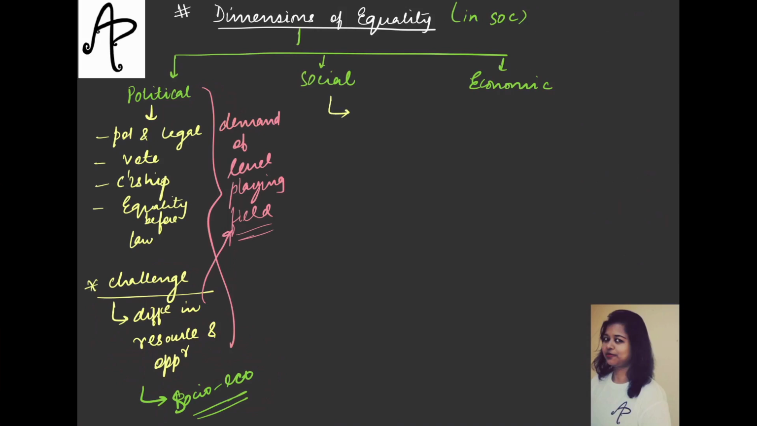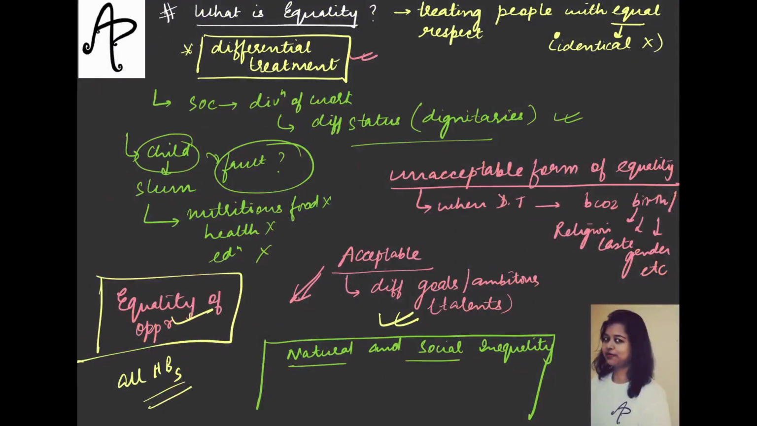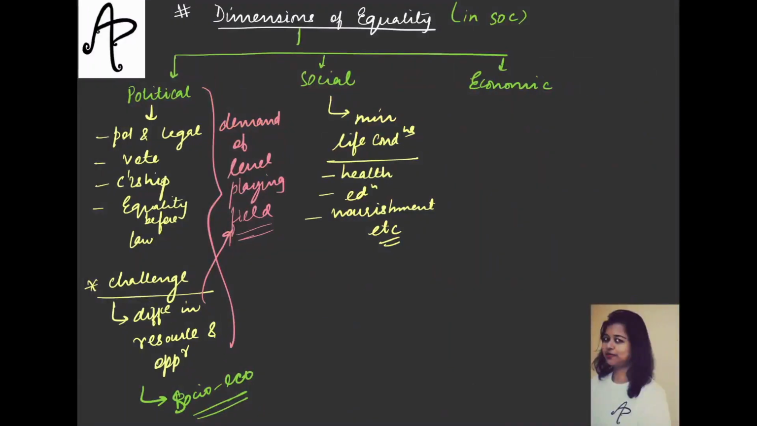Next comes your social equality. If we talk about the social idea, it is definitely about guaranteeing certain minimum life conditions to everybody, all the society members. What could that be? Health, education, nourishment, like good food, etc. And what we discussed earlier about equality of opportunity: if there is absence of equality of opportunity, you will understand that so many talented people might not be able to harness their talent because you're not able to give them equality of opportunity.